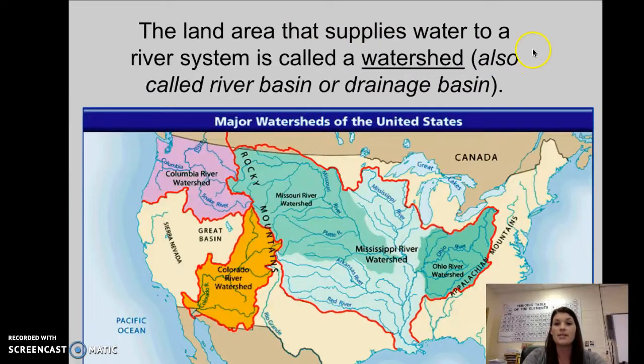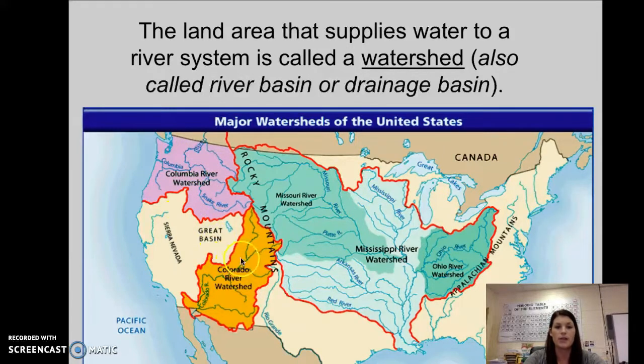The land area that supplies water to a river system is called a watershed. Sometimes we call that a river basin or a drainage basin. They all mean the same thing. The map is showing you some of the major watersheds of the United States. So we have the Columbia River watershed over here. This is just area that flows into the Columbia River.